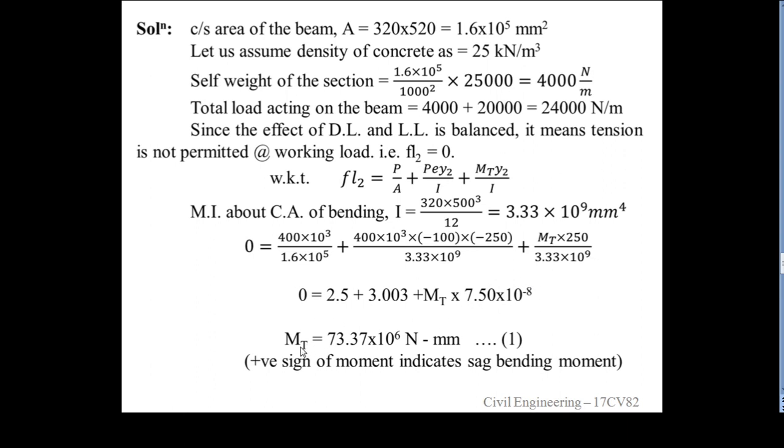Therefore, MT is equal to 73.37 into 10 raised to 6 Newton mm. This is the moment developed to nullify the dead load and live load moment. That is equation number 1. The positive sign of moment indicates a sagging bending moment.